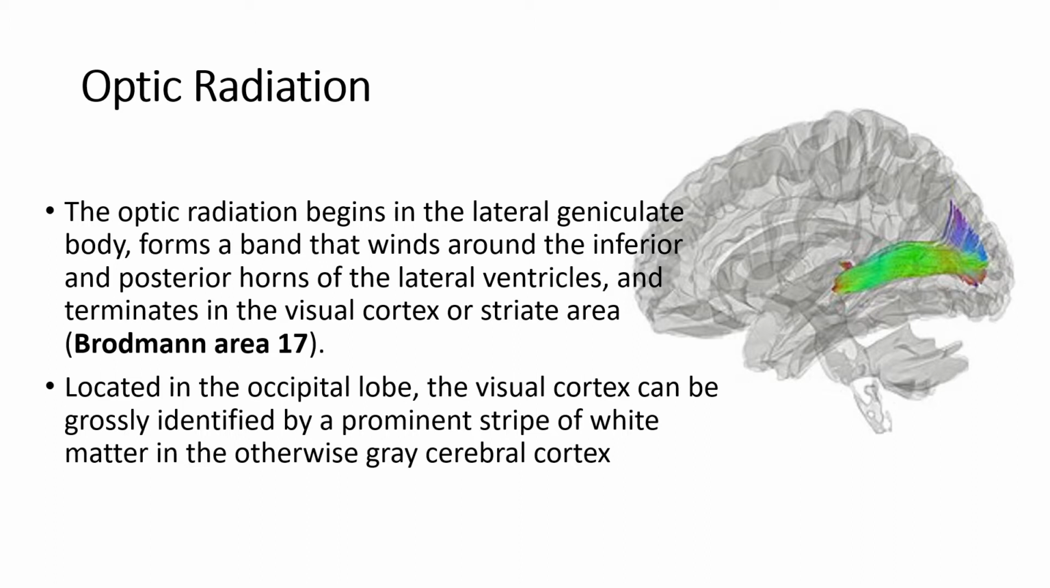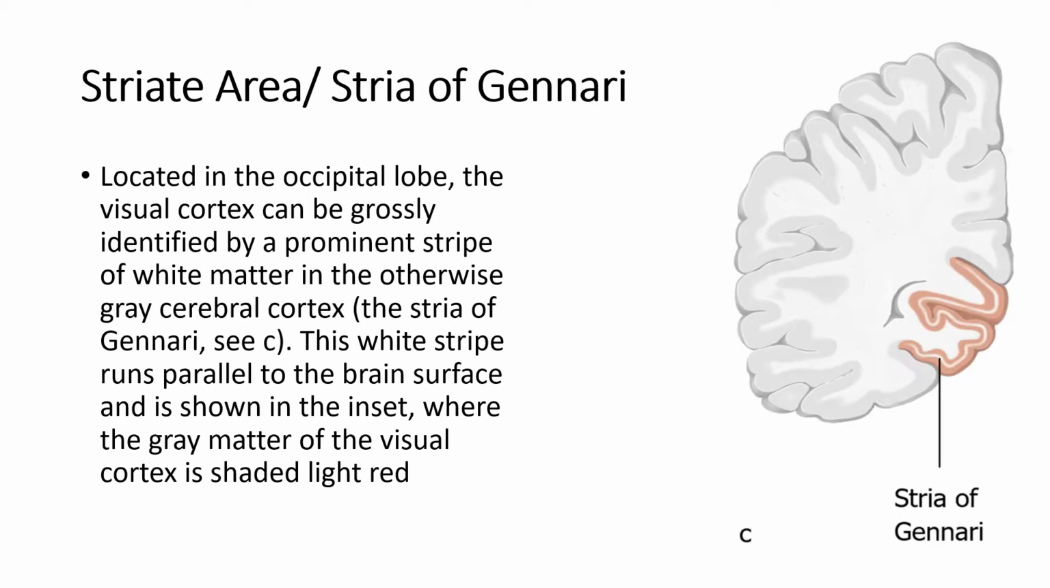The visual cortex can be grossly identified by a prominent stripe of white matter in the otherwise gray cerebral cortex, and that's the striate area, or what you might see it called the stria of Gennari, but we're getting away from calling things by proper names, so just the striate area. You can see the picture there as well. So this white stripe runs parallel to the brain surface and is shown in this inset where the gray matter of the visual field is shaded light red.